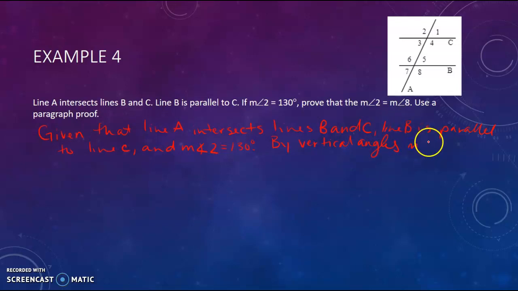Measure of angle 2 will equal the measure of angle 4. And then measure of angle 4 will equal the measure of angle 6 by the alternate interior angle theorem.